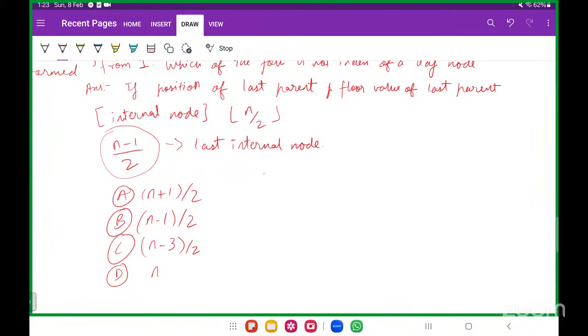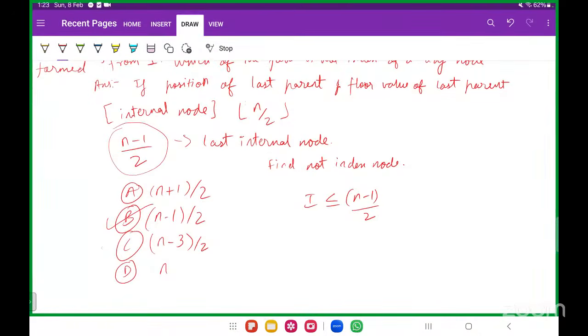They are asking the index of whom? Internal nodes. The index of an internal node is less or equal to what? (n minus 1) by 2. So I feel that it should be an MSQ problem, and the correct answer should be (n minus 1) by 2 as well as (n minus 3) by 2. For 101 elements, (n minus 1) by 2 is 50, (n minus 3) by 2 is 49, and both must be internal nodes.